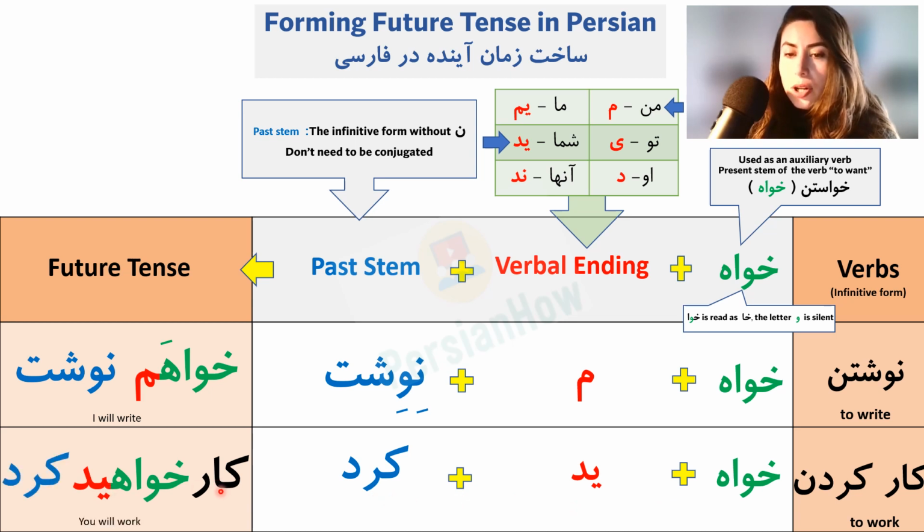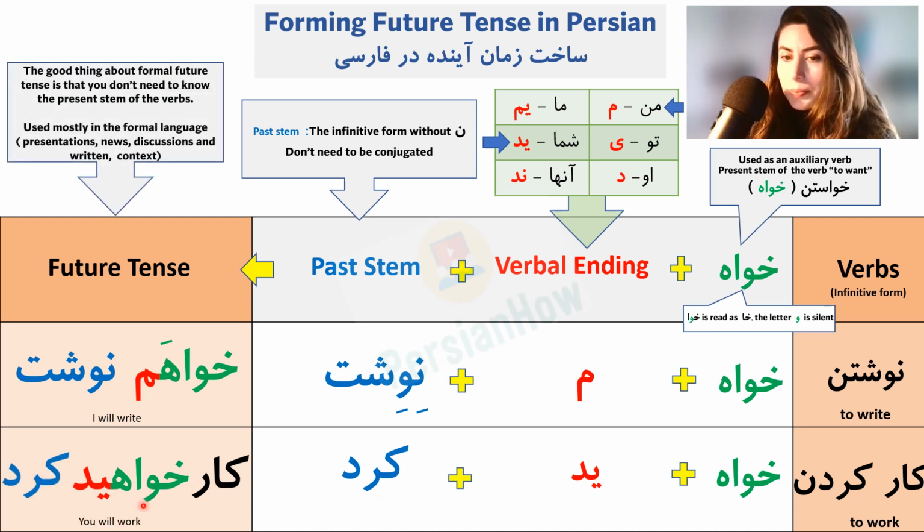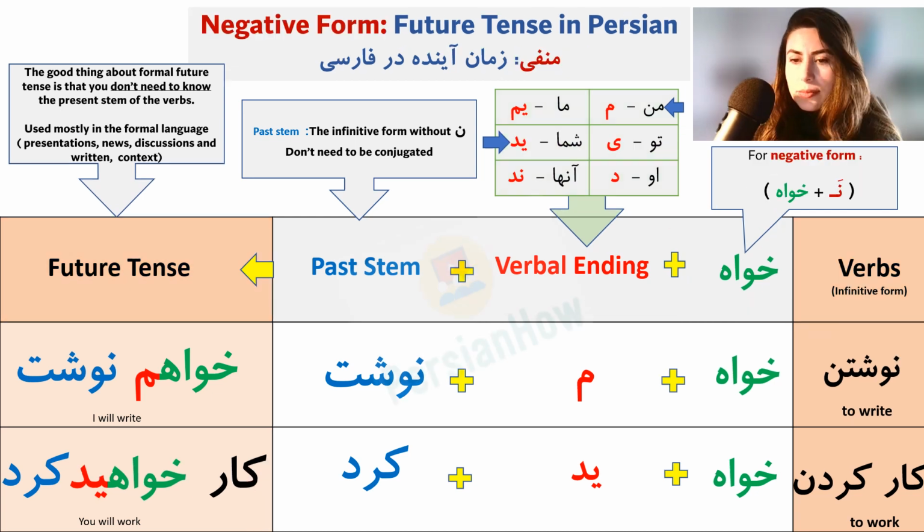Let's combine them. کار خواهید کرد. Remember, the auxiliary verb needs to come between the non-verbal part and the verbal part. We do not say خواهید کار کرد. It's wrong. کار خواهید کرد. Because always, whatever modifier we have, it needs to be closer to the verb. We are modifying the verbal part here, not the non-verbal part.